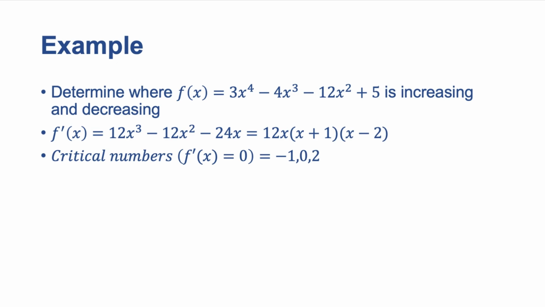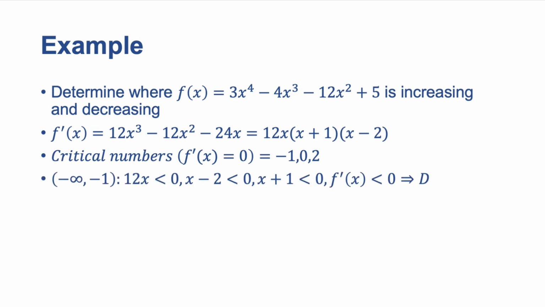So now we are kind of going to be solving some nonlinear inequalities here, and we'll be using a sign chart of sorts at our critical numbers. So now we have intervals. First, we are going to test between -infinity and -1. That's our first interval, between -infinity and our first critical number. So 12x is going to be less than 0, x minus 2 is going to be less than 0, and x plus 1 is going to be less than 0. And of course, that means that our derivative will be less than 0, which means that we are decreasing.